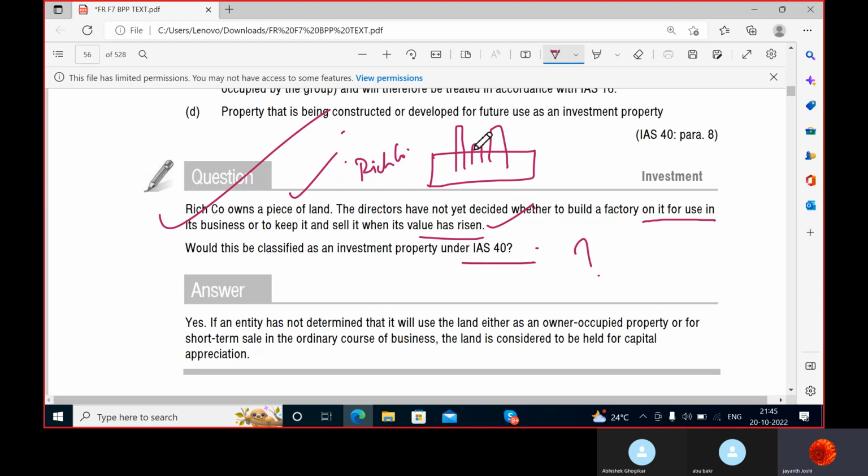Yes, since the entity has not decided what it will do with the property, that means it's holding the property, and definitely capital appreciation of the property happens. Henceforth, it will be termed as an investment property.